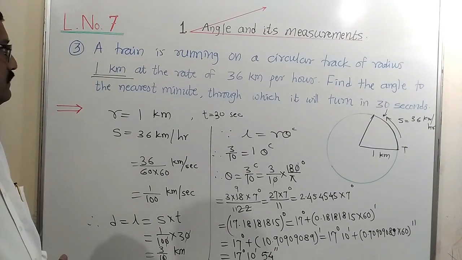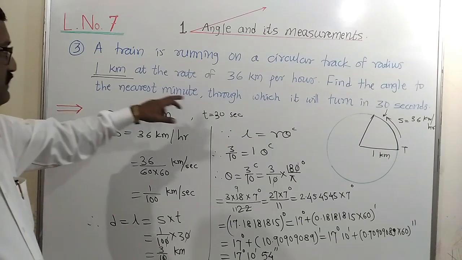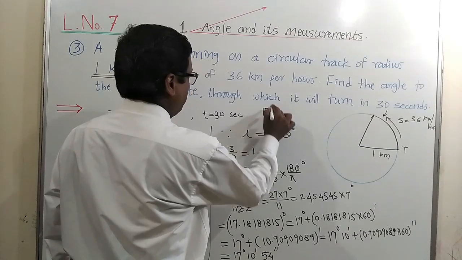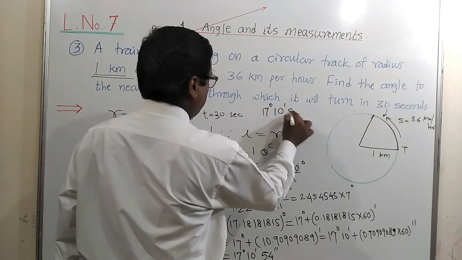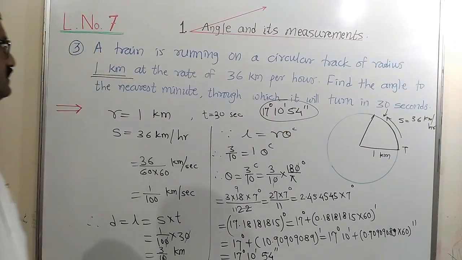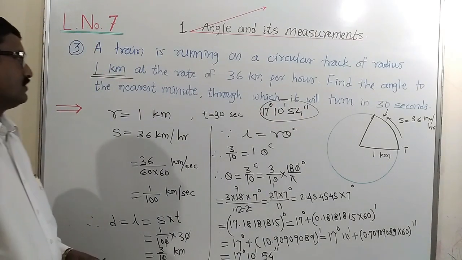Okay, so the angle to the nearest minute through which it will turn in 30 seconds is 17 degree 10 minutes and 54 seconds. This is the answer. Okay.